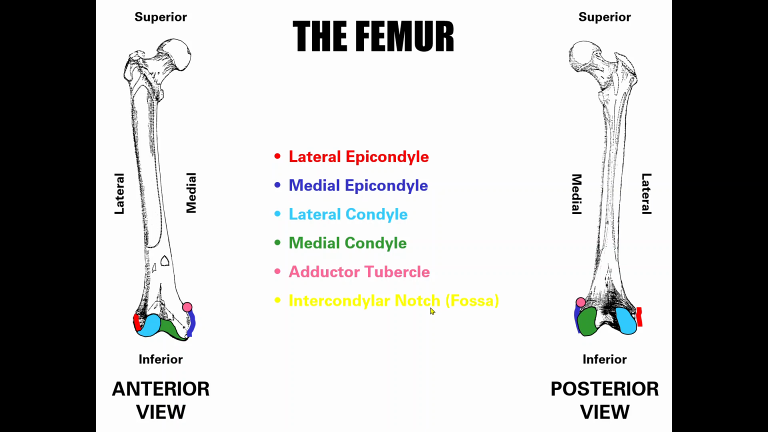And then you have the intercondylar notch or intercondylar fossa. It's between the two condyles, and it's easiest to see on the posterior side. So this is like the indentation between the two condyles.